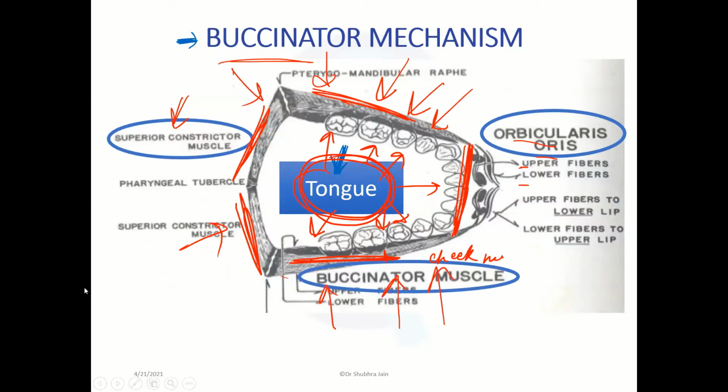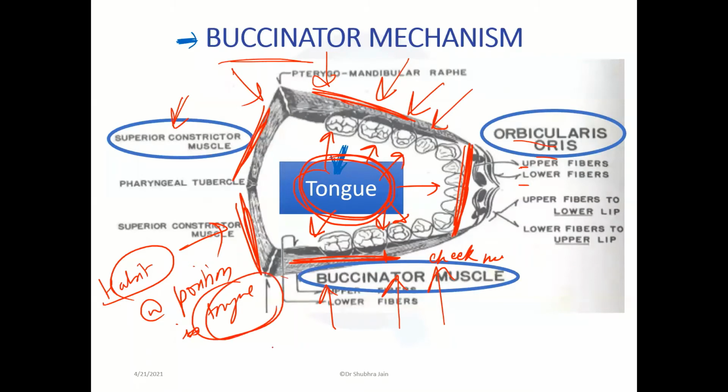Now, whenever there is a habit, the normal position of the tongue is deranged. So the tongue goes to an abnormal position. When the tongue goes to an abnormal position, what happens? In the buccinator mechanism, all these muscles from the outside push the maxilla inside. Okay, and you see a maxillary constricted arch.